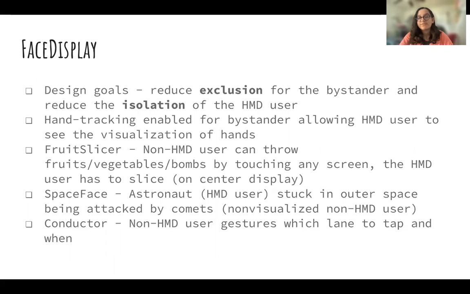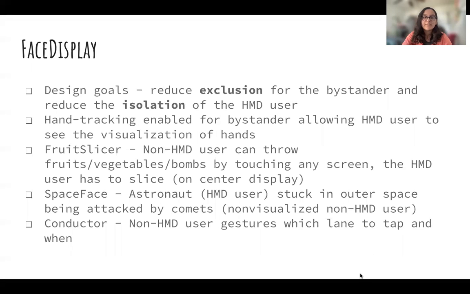So the games were Fruit Slicer, which is a VR adaptation of Fruit Ninja, where you would have to slice fruits. So the non-HMD user can throw fruits, vegetables, and bombs by touching any screen. And the HMD user has to slice, but they would have to do it on the center screen. So basically the HMD user is in first-person perspective, whereas the bystanders are viewing him as standing afar in third-person perspective.